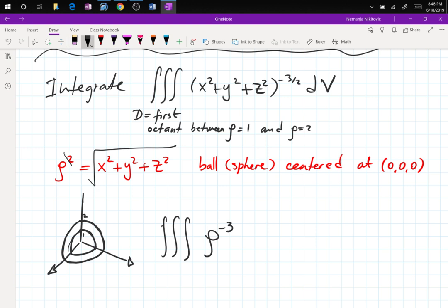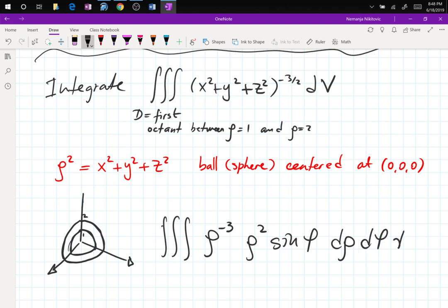So rho to the -3, because the whole thing with the 1/2 is going to be rho, and then I just have rho to the -3. And then I have the rest of the string, which is rho squared sine phi, d rho, d phi, d theta. So that's the setup. This puppy over here is your function f. The rest is the string that you are memorizing and dropping in there.